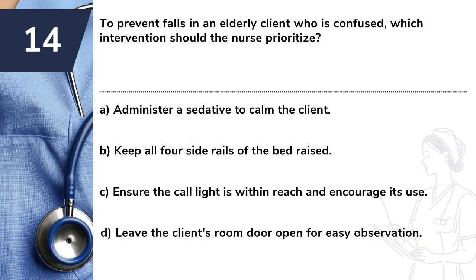Question 14. To prevent falls in an elderly client who is confused, which intervention should the nurse prioritize? A. Administer a sedative to calm the client. B. Keep all four side rails of the bed raised. C. Ensure the call light is within reach and encourage its use. D. Leave the client's room door open for easy observation.